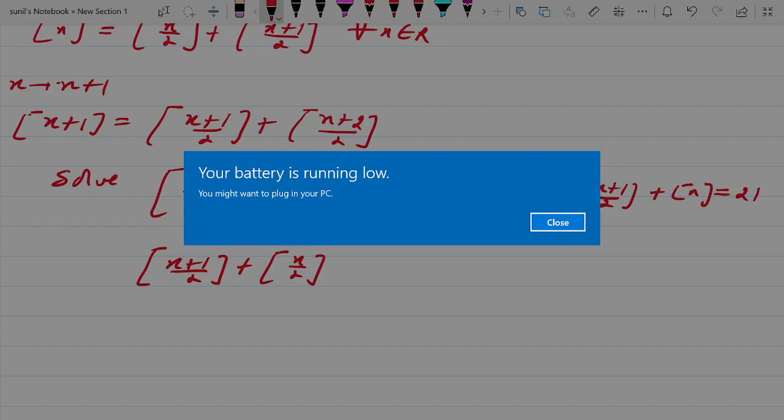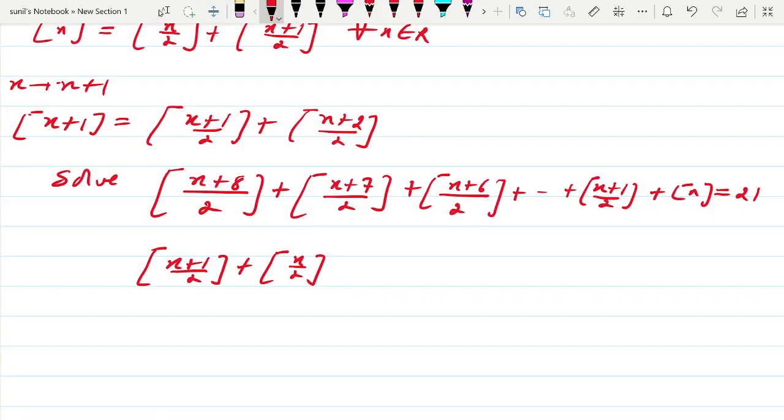Guys, my battery is running low, so just wait for a while. Let me see whether we are in a position to continue the class or not. Let us see. Yes, we are done. We have done it because the battery was about to die, and we just did it on time.